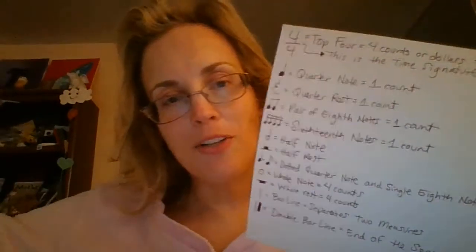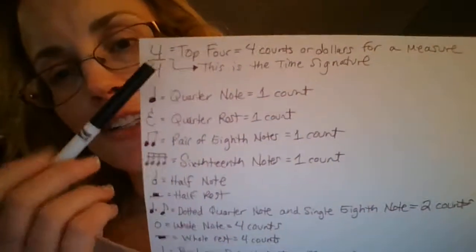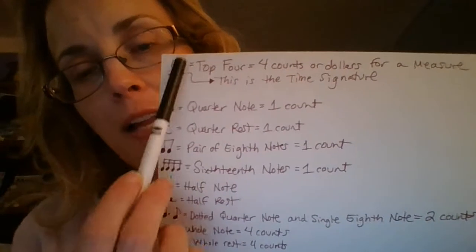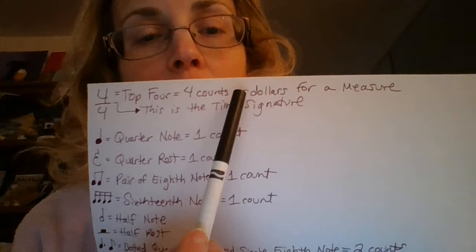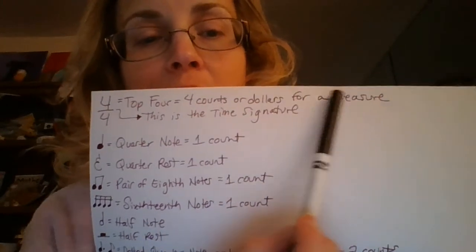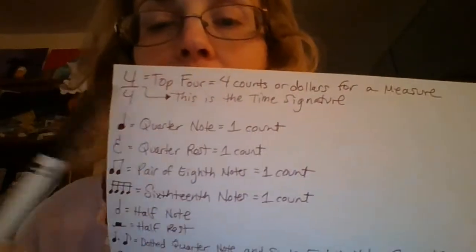I want to review our notes and our rests and our musical symbols. So here's the time signature, and we're highlighting the top four. And the top four means 4 counts or beats for a measure. And then this is the time signature right here.